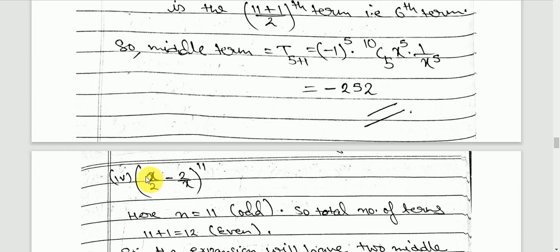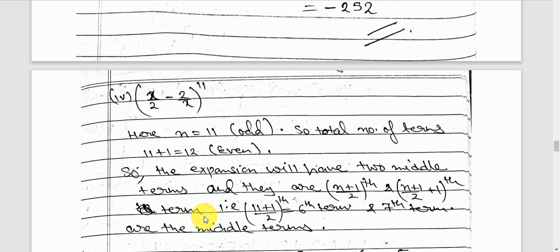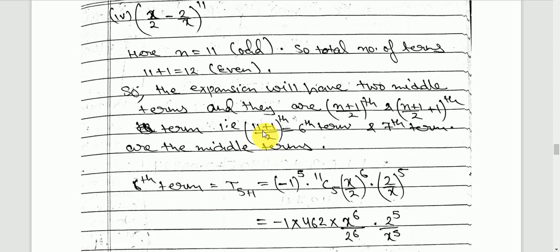Second, I have taken (x/2 − 2/x)^11. 11 is odd, so the total number of terms in the expansion will be 12, that is even. So there would be 2 middle terms. The first one will be (n + 1)/2, that means 12 by 2, that means the 6th term and the 7th term. So the middle terms are the 6th term and the 7th term.